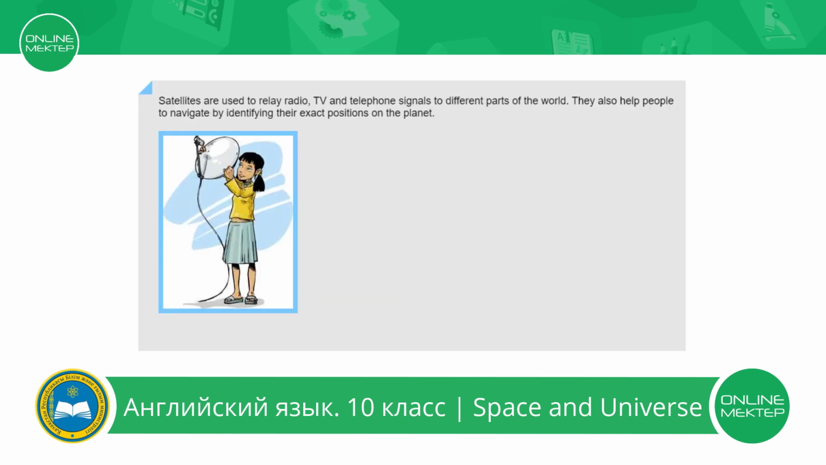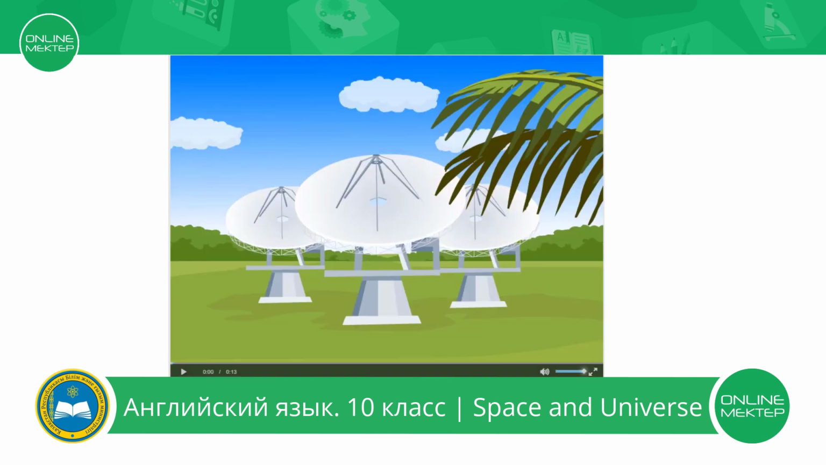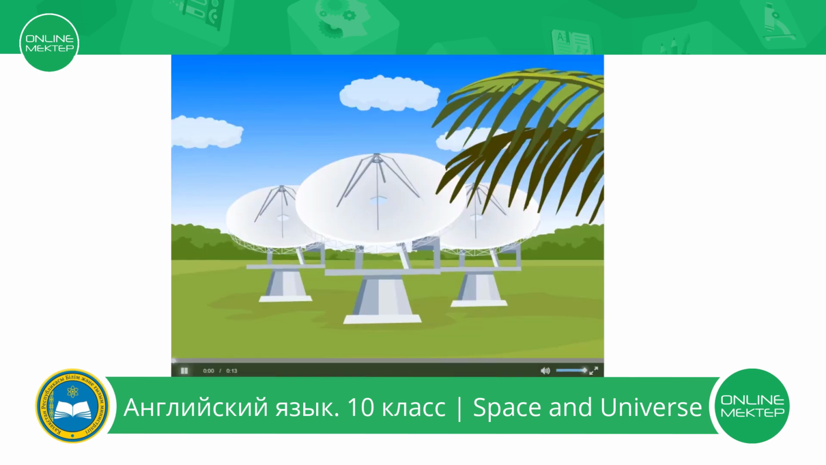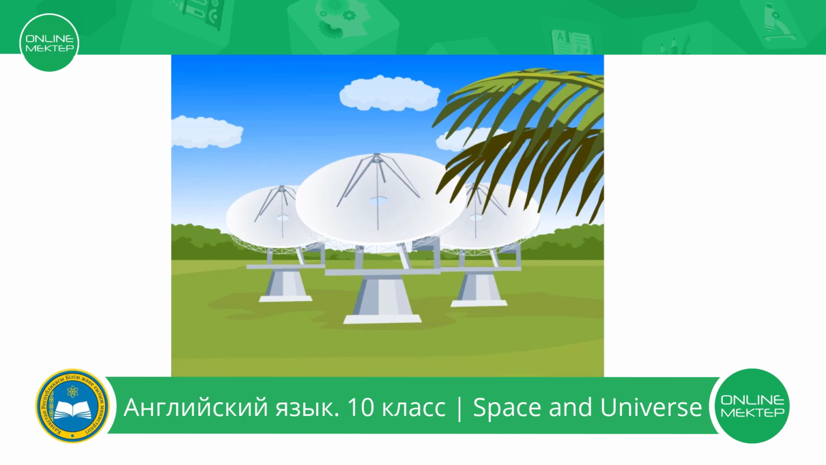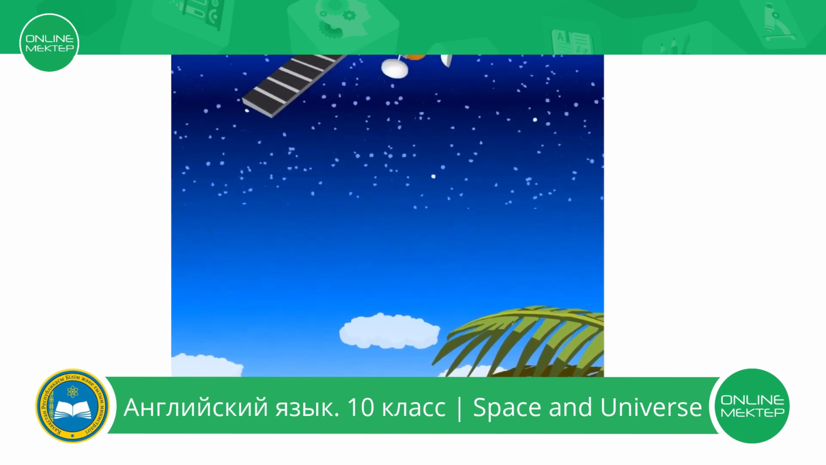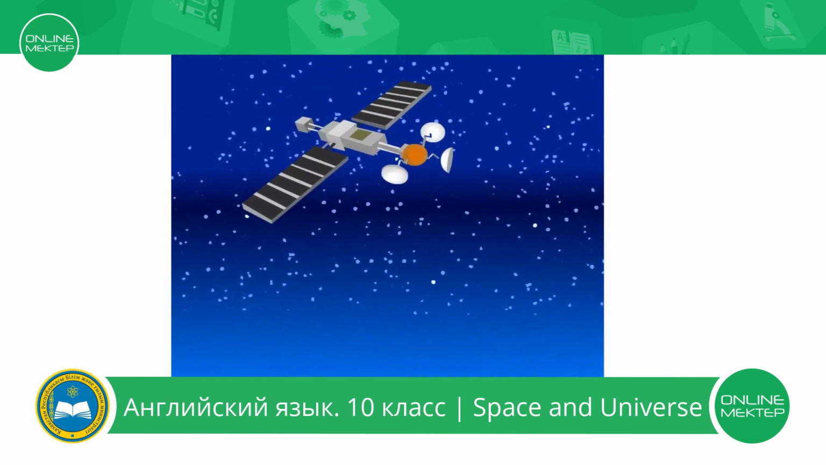Great job! Satellites are used to relay radio, TV, and telephone signals to different parts of the world. They also help people to navigate by identifying their exact positions on the planet. Now, let's watch 4 videos that will describe each type of satellites. First video will tell us about Earth Station. Communication signals are sent to satellites from Earth stations like this one. The large dishes also receive radio signals from satellites.